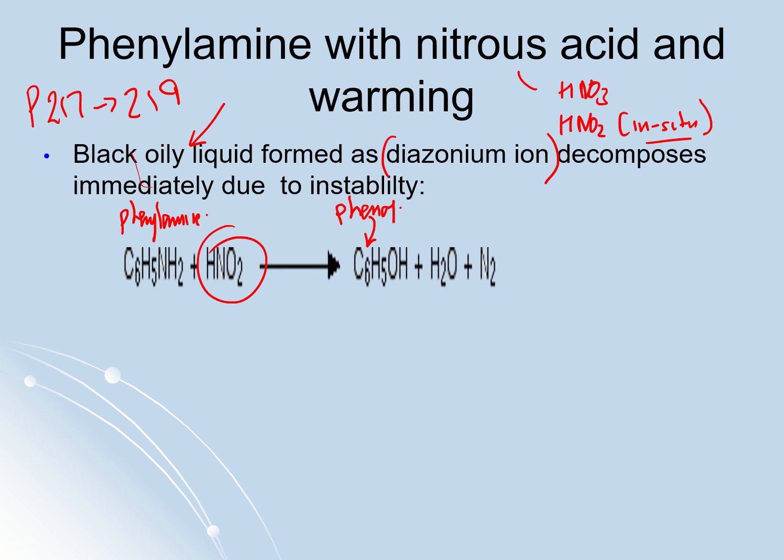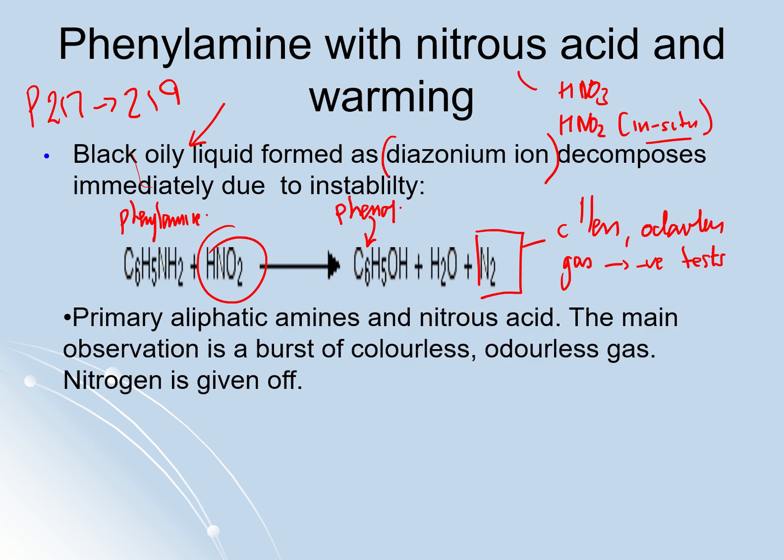I'd like you to take a second and give me some possible observations here. Apart from the black oily liquid being formed, what are the other observations? Well, you get a colorless and odorless gas produced, and that gas gives negative tests for the squeaky pop test, the lime water test, the lit splint test and the glowing splint test. So it's nitrogen gas. Now, this reaction only applies to phenylamine when it is warmed.